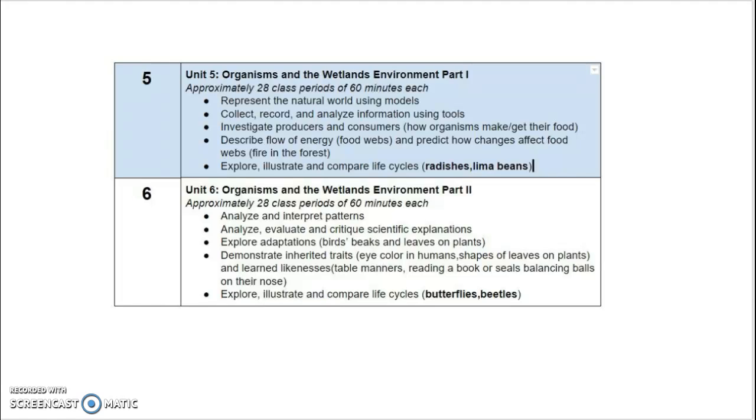Specifically, when we talk about life cycles, the 5th 6 weeks was focused mostly on the plant life cycles of radishes and lima beans. In the 6th 6 weeks, we have that same standard, but this time we're going to be focusing on life cycles of butterflies and beetles, and then comparing how those insect life cycles compare with the radish and the lima bean. So this gives you an idea of where you were this 6 weeks and where you're going next 6 weeks.